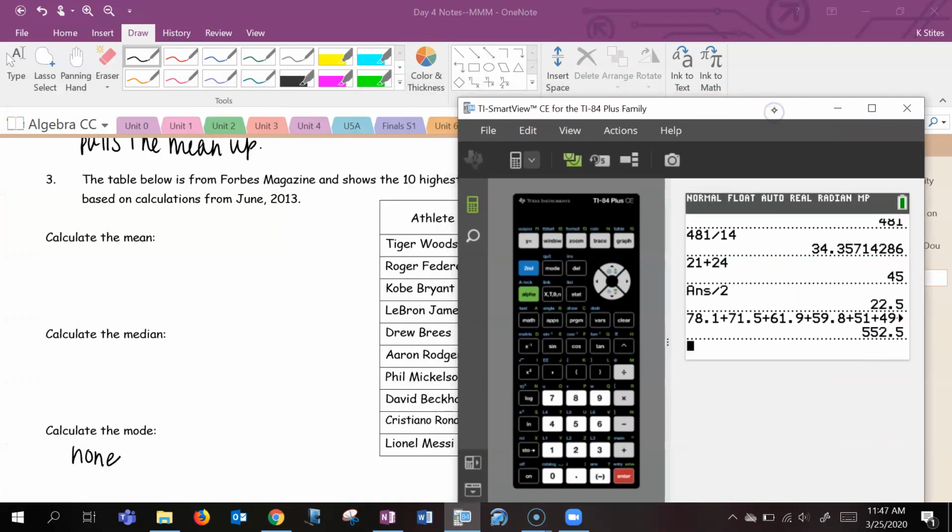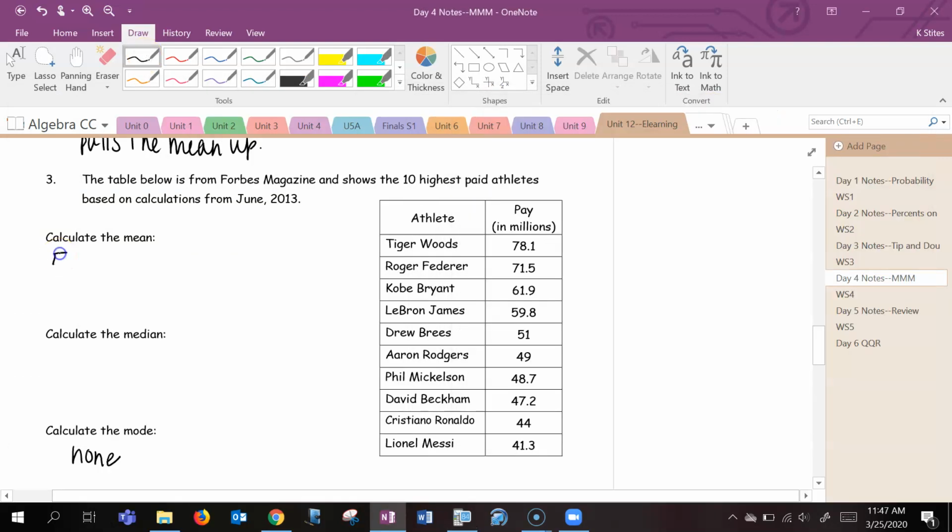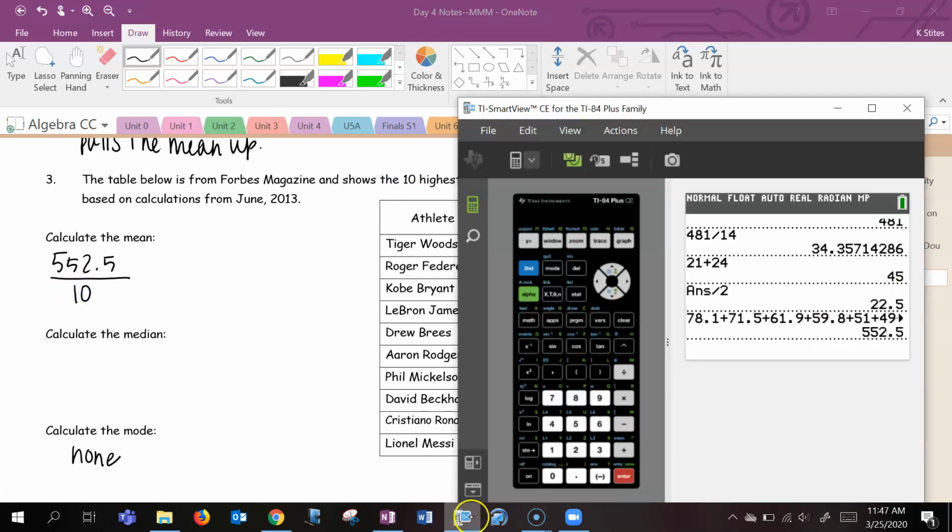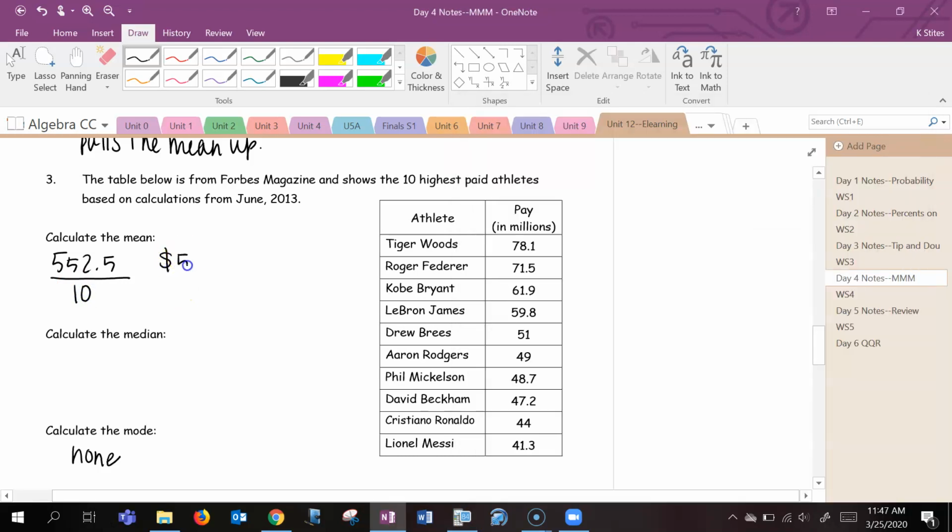So 552.5. Be careful, this is actually in millions, right? And we're dividing by how many people there were, which is 10. So that's an average of about 55.25 million dollars per athlete. So I think they're probably doing okay.